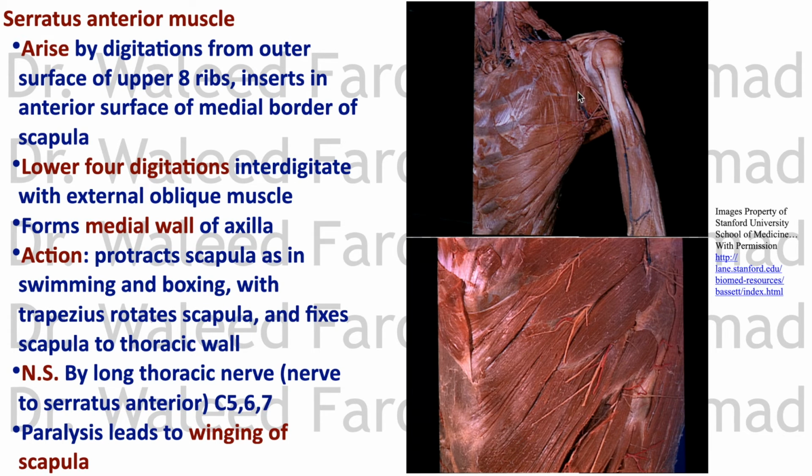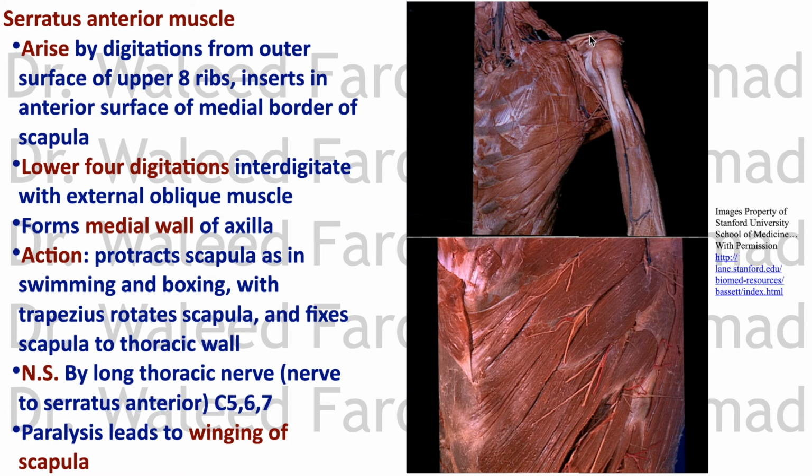As for the action, when the muscle pulls, you will protract the scapula, like, you know, in punching someone, in boxing, in swimming. It brings the scapula forwards around the thoracic cage. Okay, and with the trapezius, by its pull, it rotates the scapula.